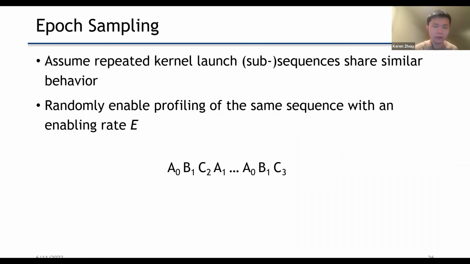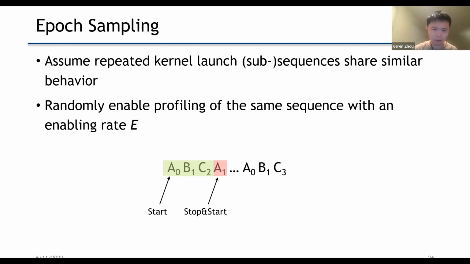To further reduce the measurement overhead and the storage overhead, we also propose Epoch Sampling. We observed that repeated kernel launch subsequences often share the same behavior. Therefore, we randomly enable profiling of the same sequence with an enabling rate E. Given the following sequence as an example, at the start, we profile kernel A0, kernel B1, through kernel C2. Then since A1 conflicts with A0, we stop here and call the sequence before it an epoch. Then we start another epoch.